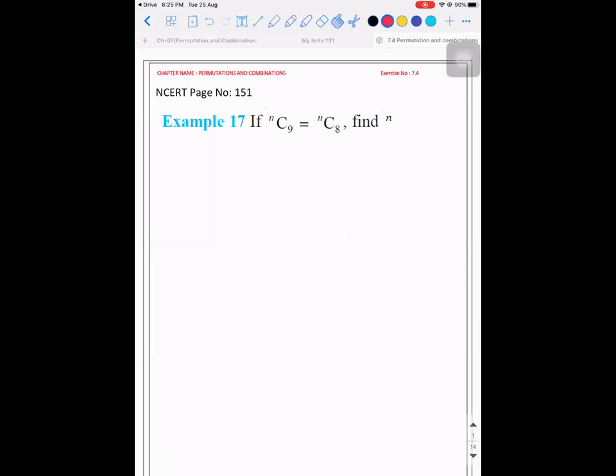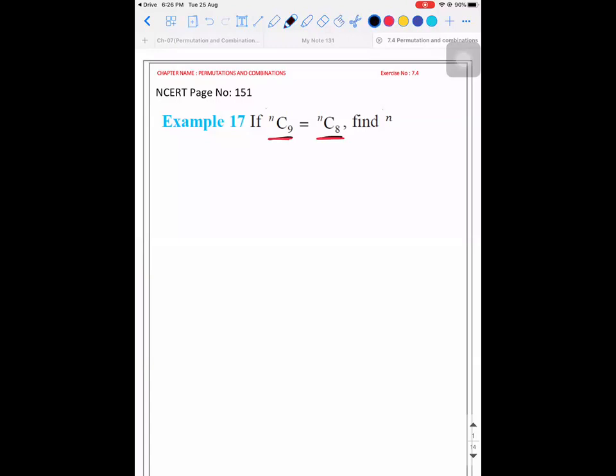Now see, nC9 is equal to nC8. Sir, Bhavadayan is asking to repeat the derivation. Her mic is not working, so she texted in the chat box. Okay Bhavadayan, you first do the problems, then I will again repeat it. First let's do some problems, or else it will get late.